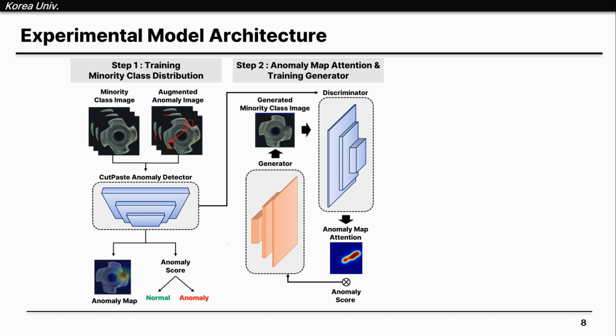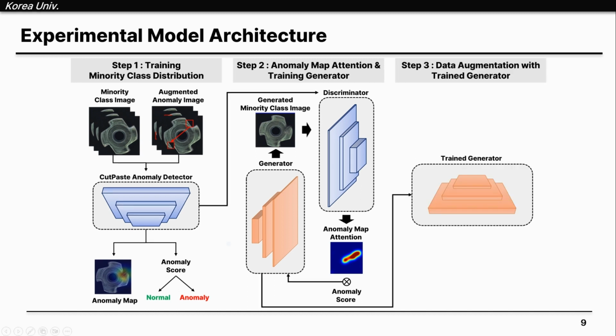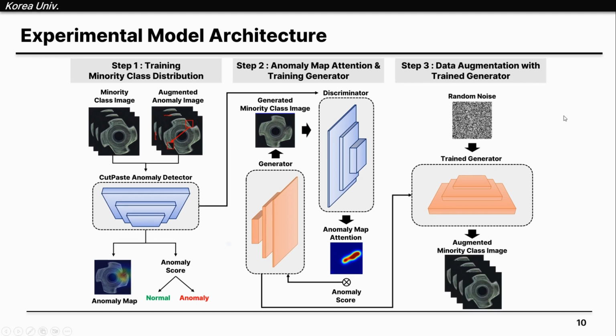At this time, the anomaly map and score show the difference between the generated image and the actual distribution of minority class images. This is used as feedback to the generator. Use the generator learned in step 2 for data augmentation.